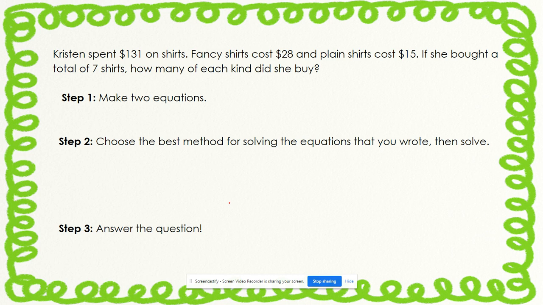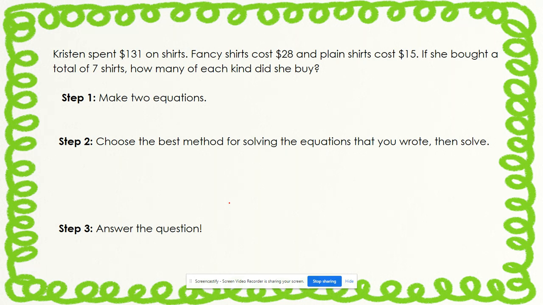Today we're going to learn how to solve real-world problems using systems of equations. So let's look at our first problem. In this problem it says Kristin spent $131 on shirts. Fancy shirts cost $28 and plain shirts cost $15. If she bought a total of 7 shirts, how many of each kind did she buy?